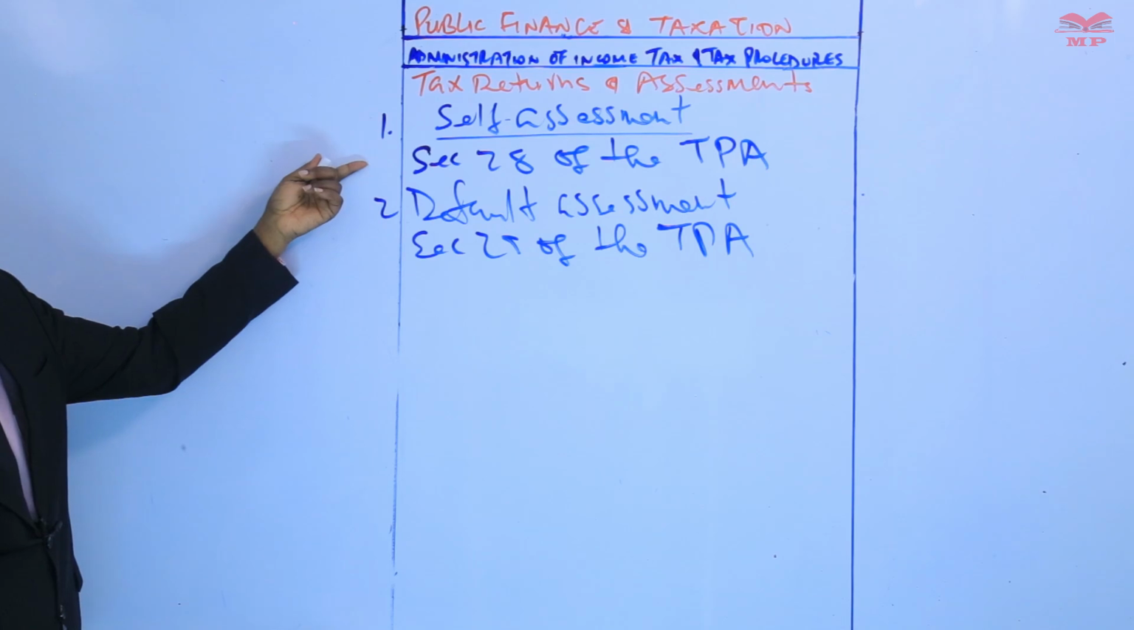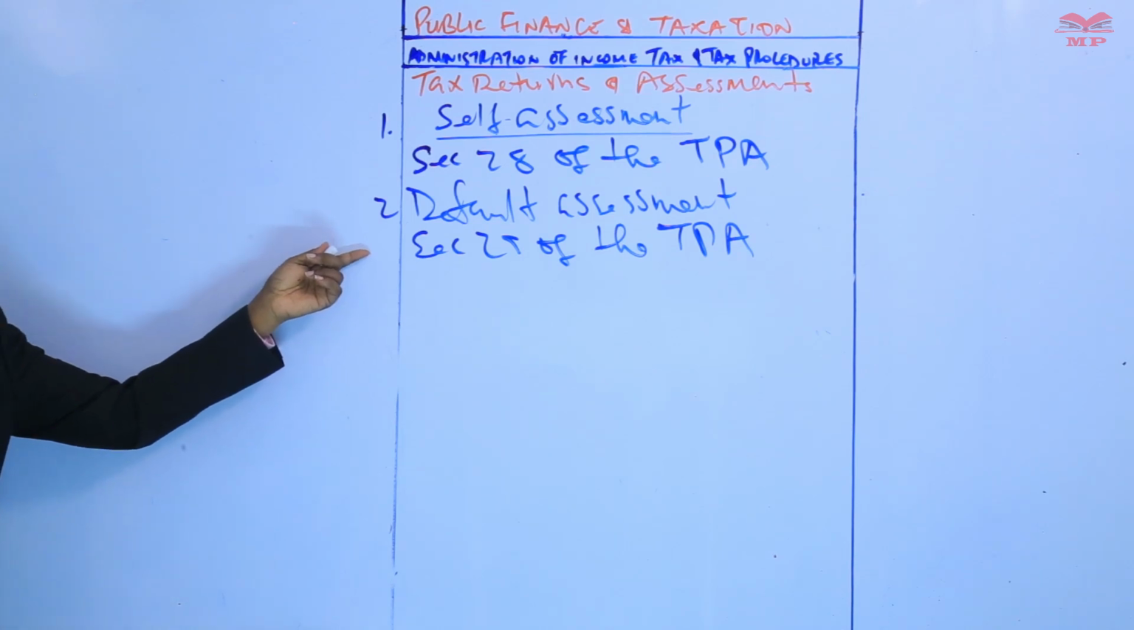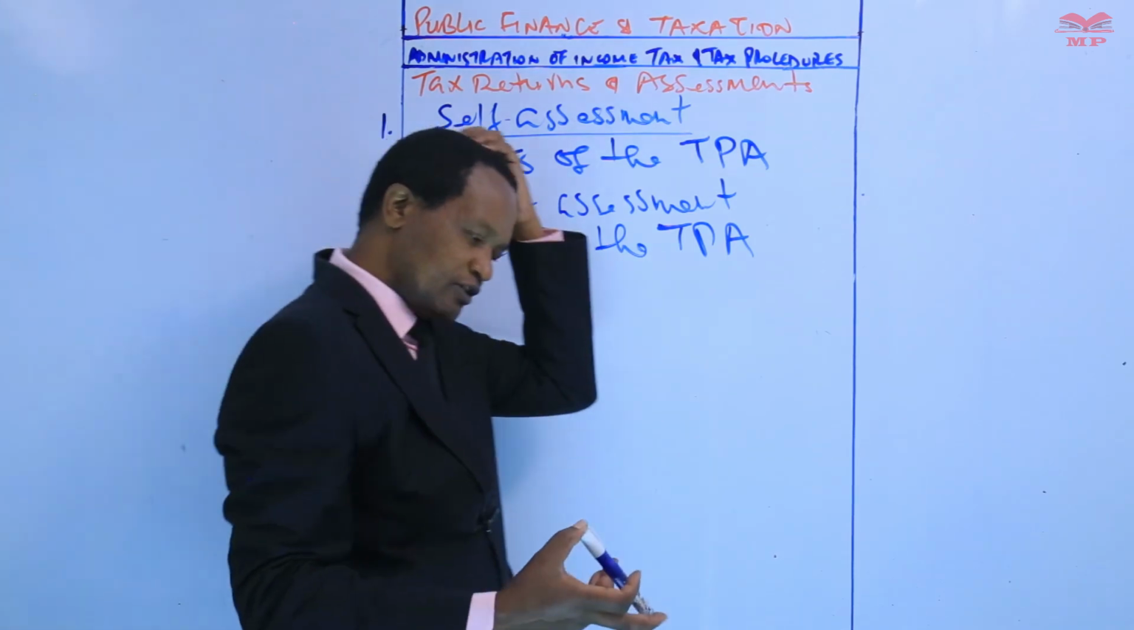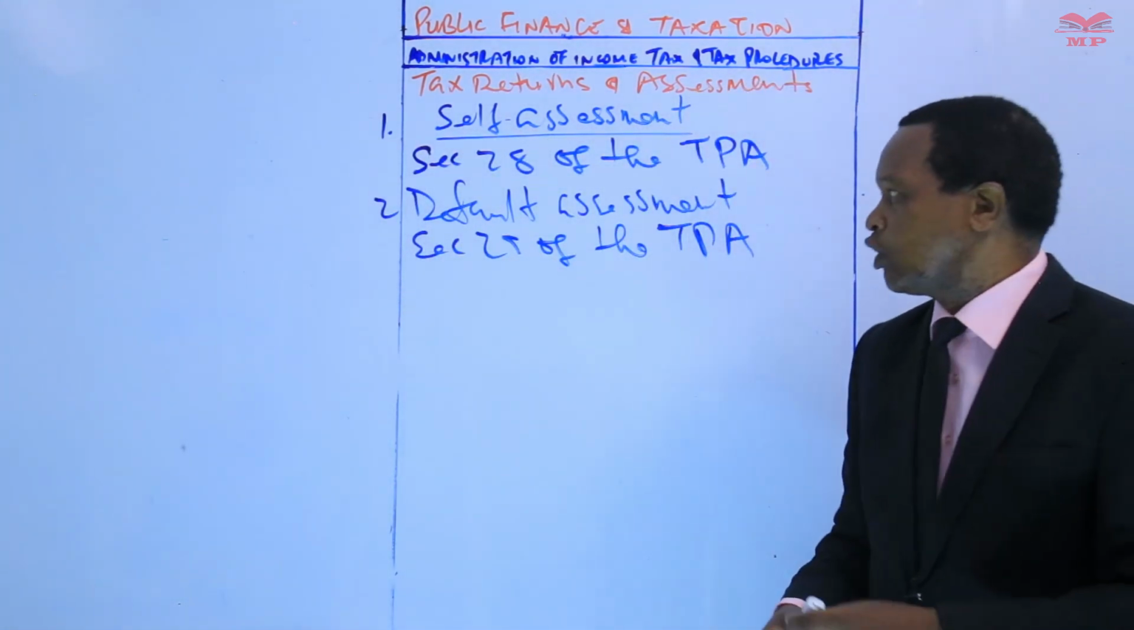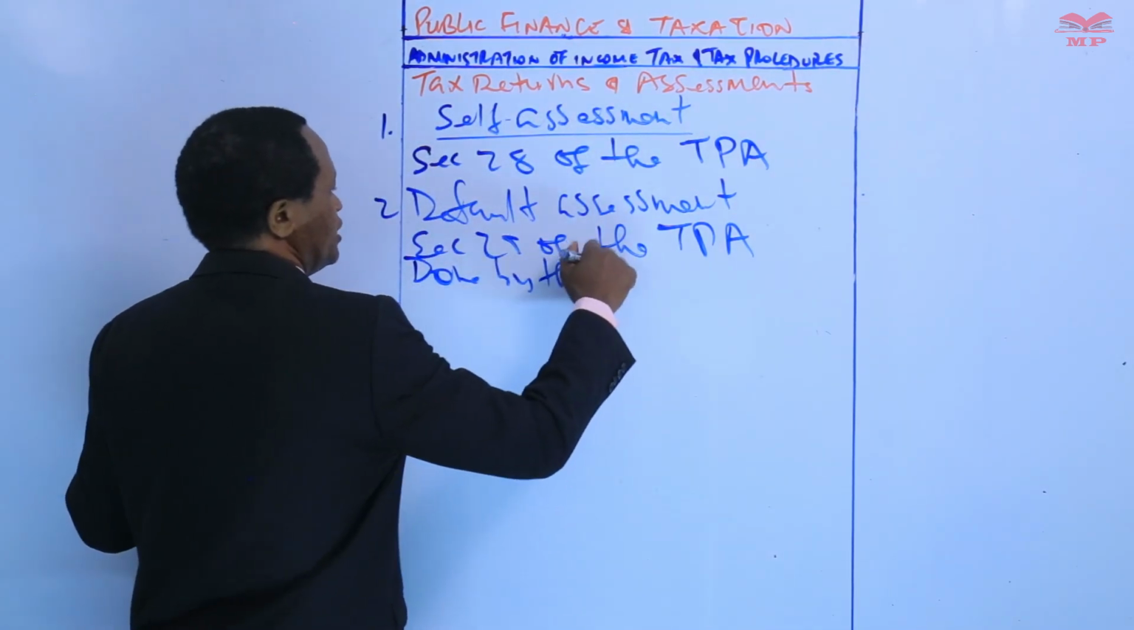Self-assessment is done by the taxpayer. Default assessment is done by the Commissioner of KRA. Now, this occurs when a taxpayer who is required to file a return fails to do so by the due date. It could also occur when a taxpayer files a return, but the Commissioner is not satisfied with the return. So default assessment, it is important to note, is done by the Commissioner.